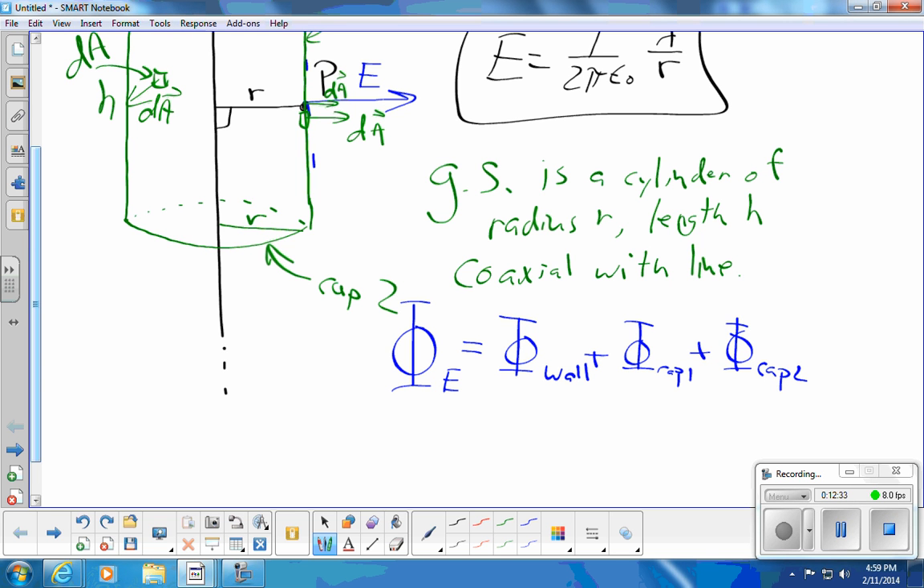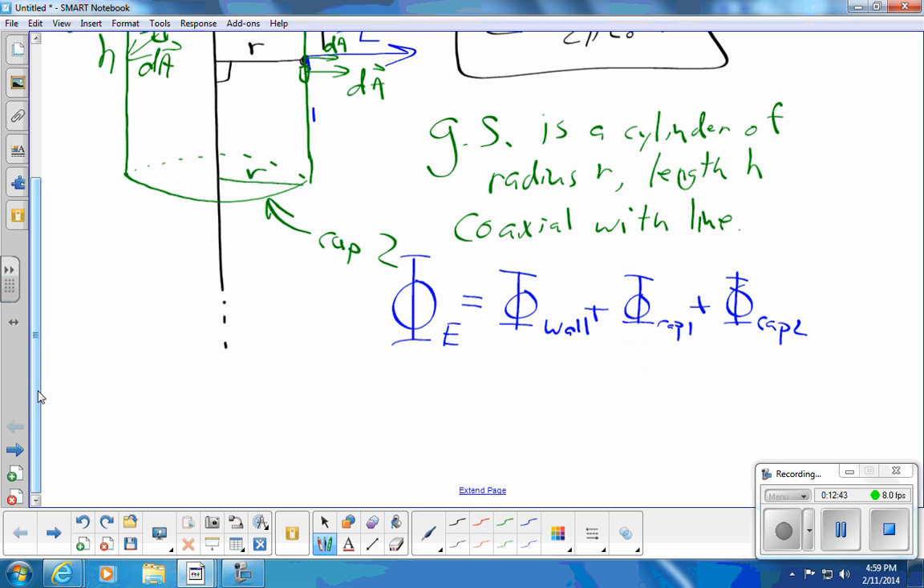And I deal with these separately. In other words, I cannot write a single surface integral for all 3 added together because they're all different surfaces. So the caps are easy. So let's deal with those first. And this is true for both caps, flux is equal to the surface integral of E dot dA.